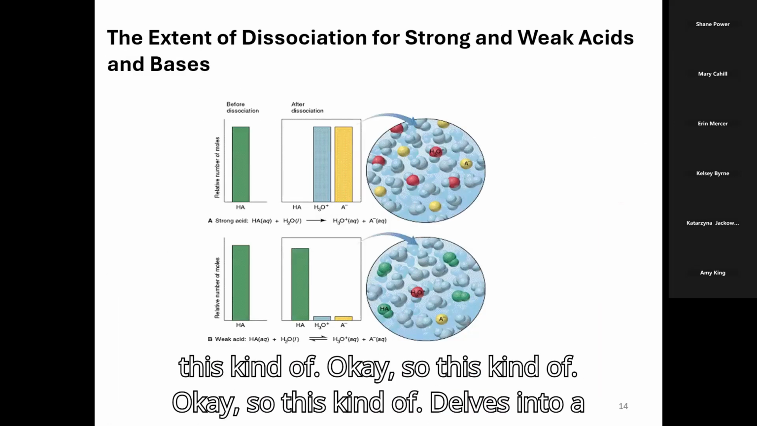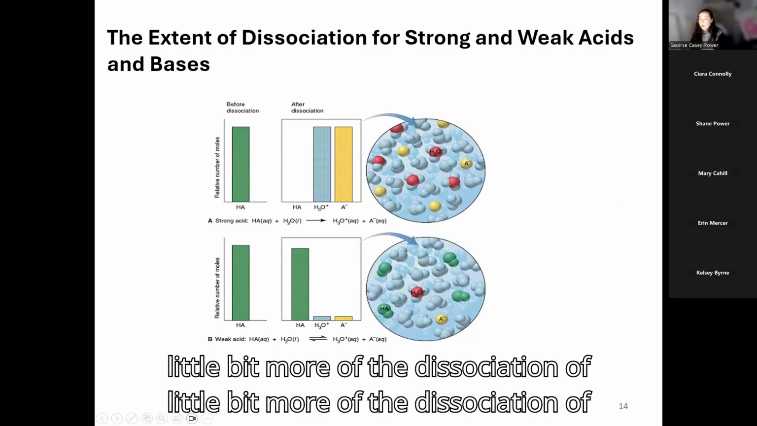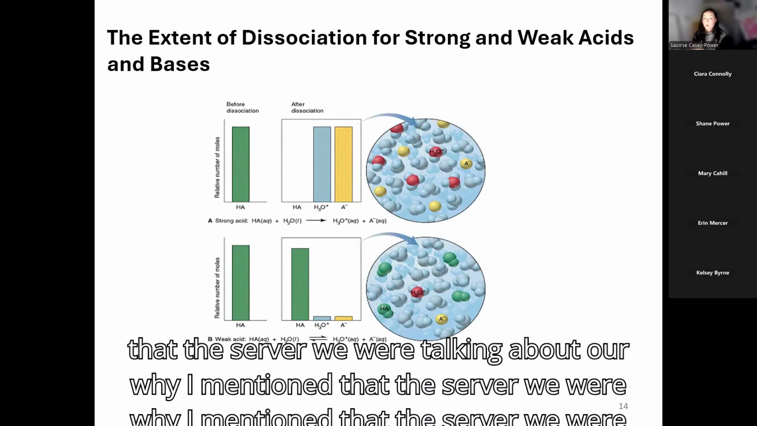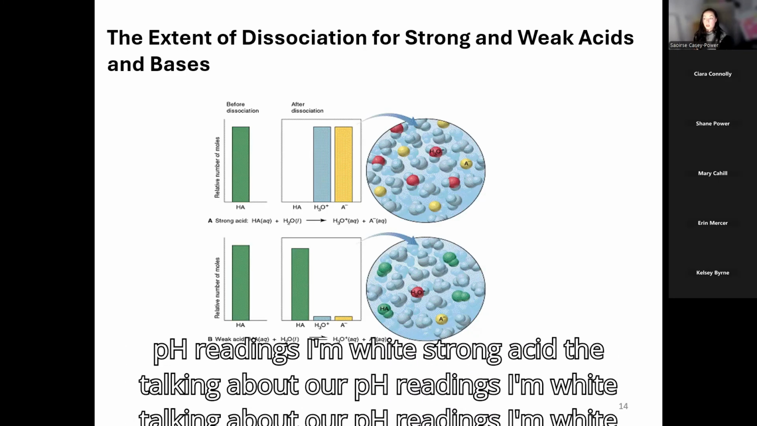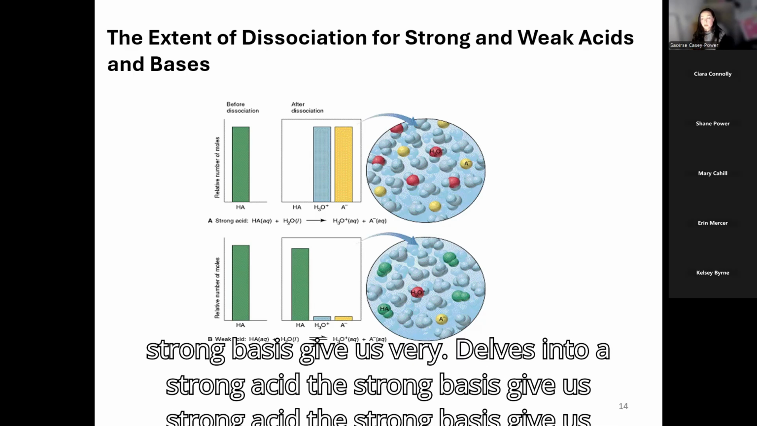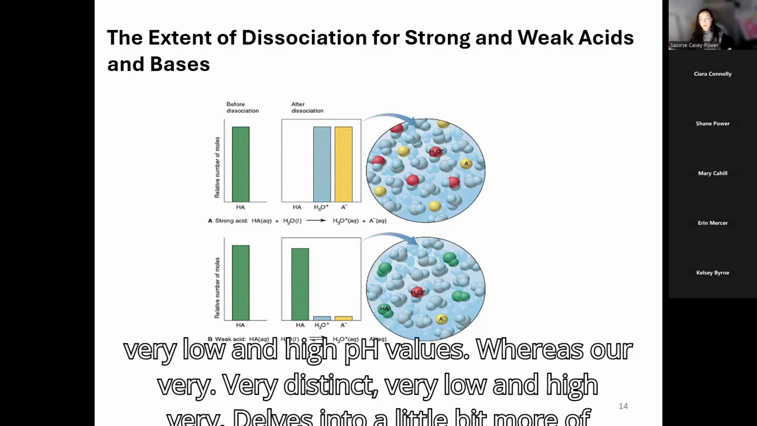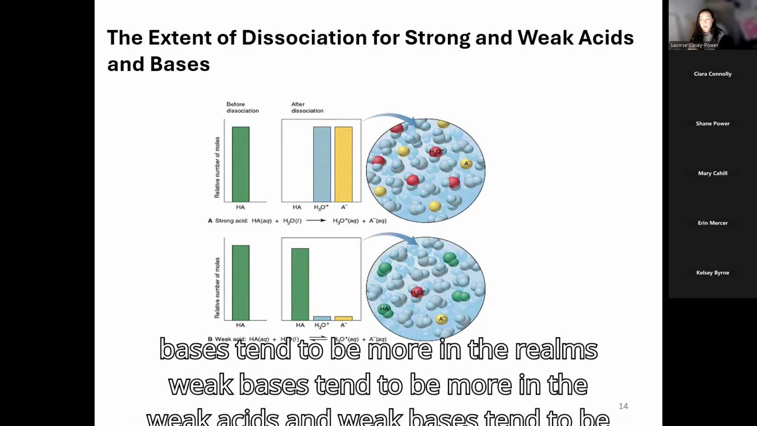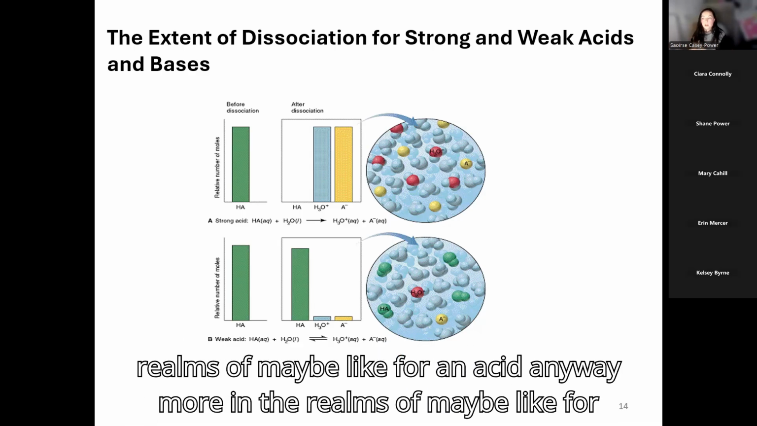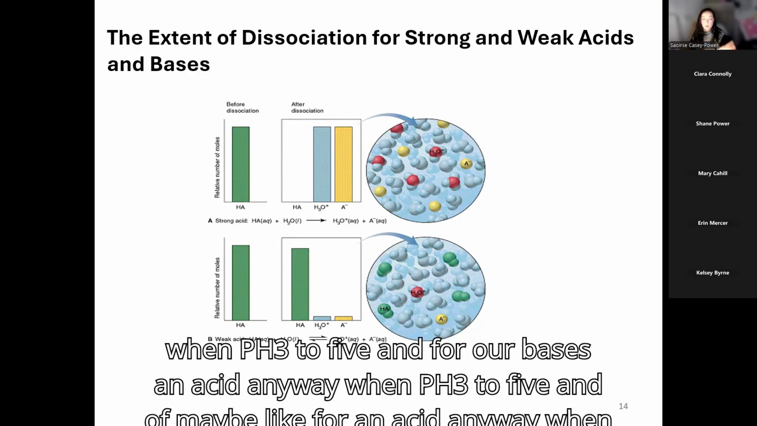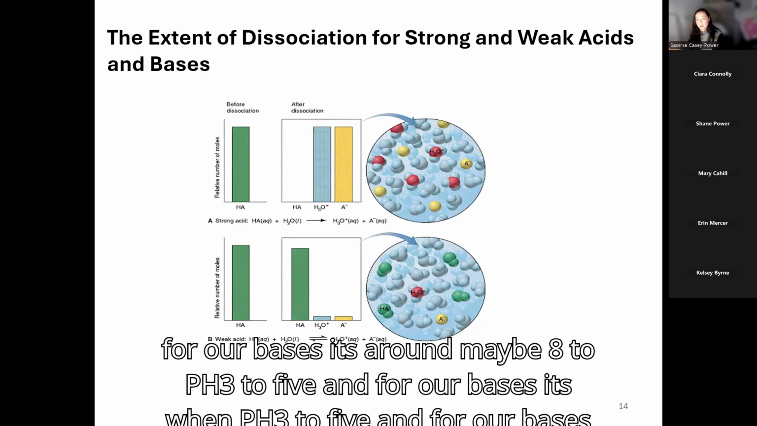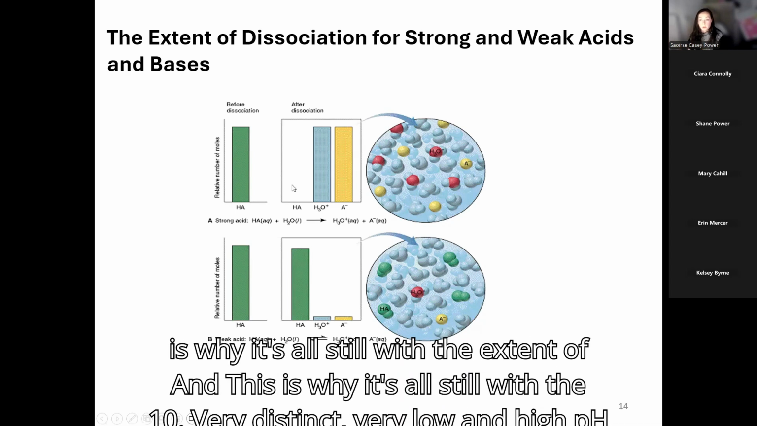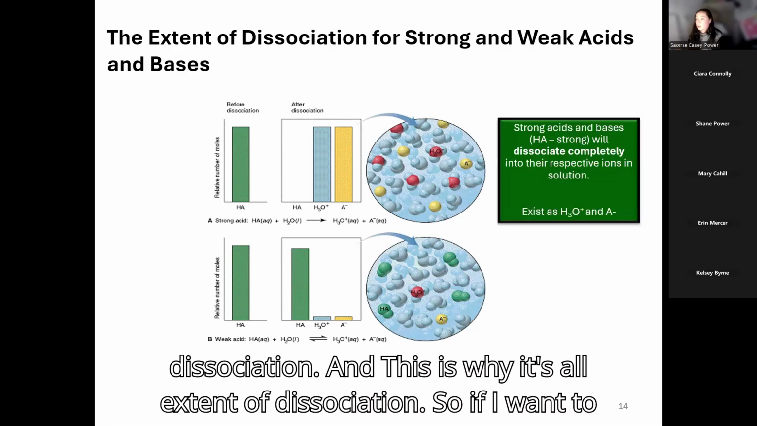Okay, so this delves into a little bit more of the dissociation of our strong and weak acids. This is what I mentioned at the start when we were talking about our pH readings and why strong acids and strong bases give us very distinct, very low and high pH values, whereas our weak acids and weak bases tend to be more in the realms of maybe, for an acid anyway, around pH 3 to 5, and for our bases around maybe 8 to 10. And this is all to do with the extent of dissociation.